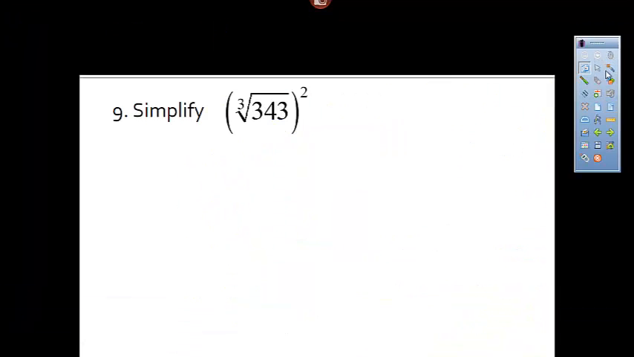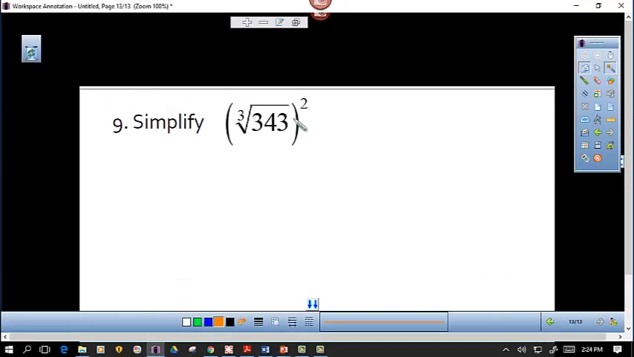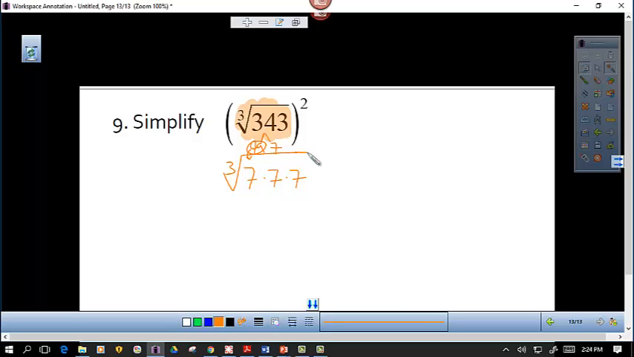Okay, so this one, again, what you're looking for, don't let the index and the squared intimidate you. You literally want to break it down into smaller, more manageable problems, and the way you do that is you work from the inside out. So let's work this guy first before we square the whole thing. So I'm looking for a cube root, and 343 actually breaks down into 7 times 7 times 7, because 49 times 7 gives you 343, and then the 49 breaks down into 7 and 7. So I have my cubes, which is kind of nice. So what I do is I do this.